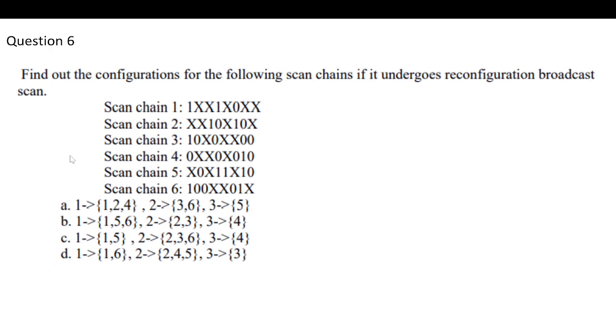Find out the configuration for the following scan chain if it undergoes reconfiguration broadcast scan. So now we have to see which patterns can be compacted. So if we consider one, this and this are conflicting, so we can't. With the 3, 1 and 0, no. With 4 also, no. Then with 5, yes. So 1, 5.